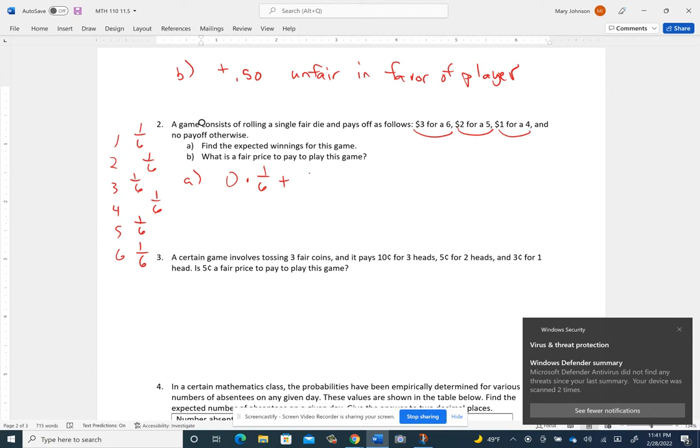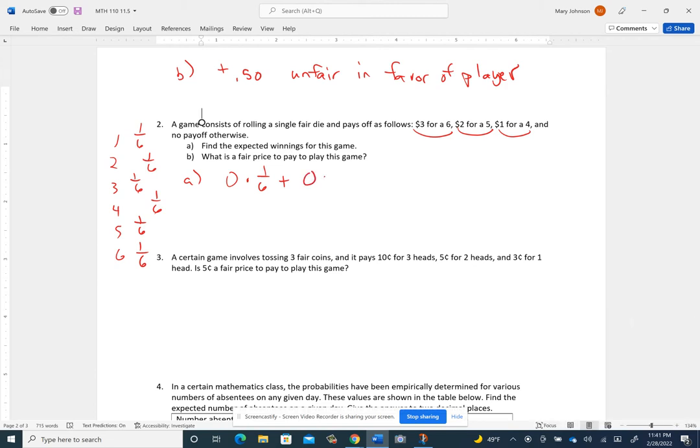If we get a 2, there's no payout, and there's a 1 out of 6 chance that would happen. No payout for a 3. Oops, that should be a plus right there. And then if we get a 4, we get a $1 payout, positive. And a 5, we get a $2 payout. There's a 1 out of 6 chance of getting a 5, and there's a 1 out of 6 chance of getting a 6. We get a $3 payout.